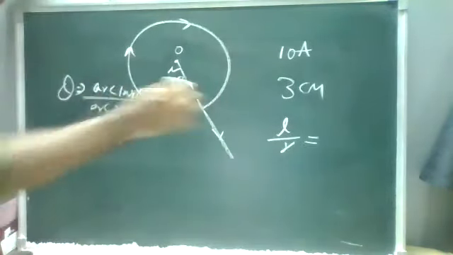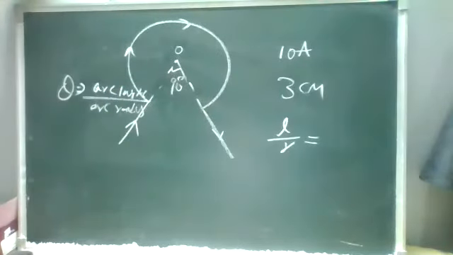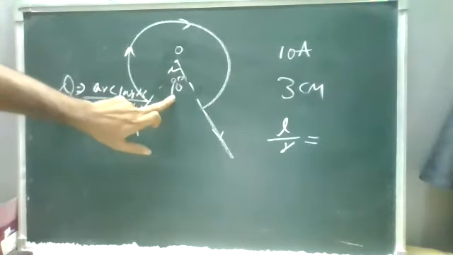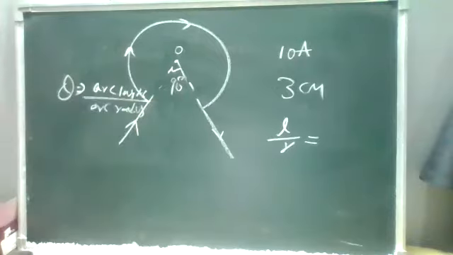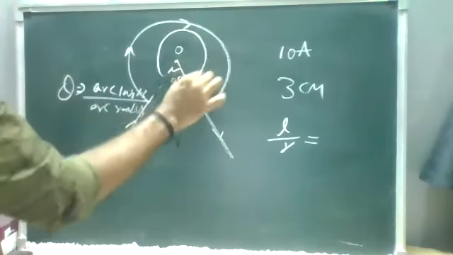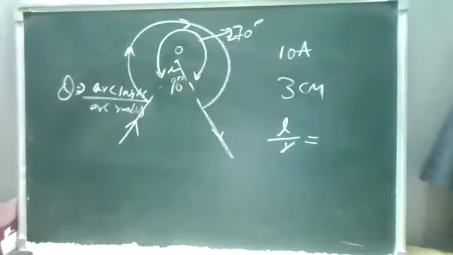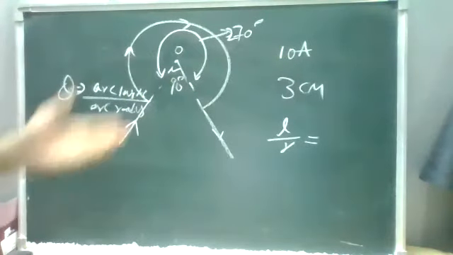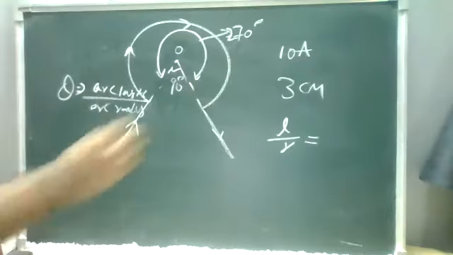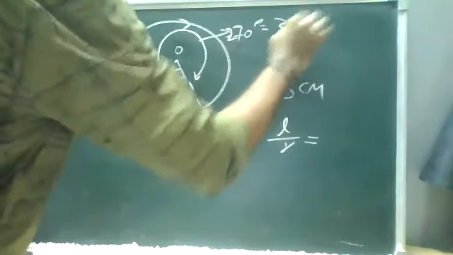So how much theta? That means how much angle the current carrying conductor is taking. The left out portion is 90 degrees, so the total angle which is covering is 270 degrees. So the balance angle is 270 degrees. I'll convert it to radians, it is 3 pi by 2.